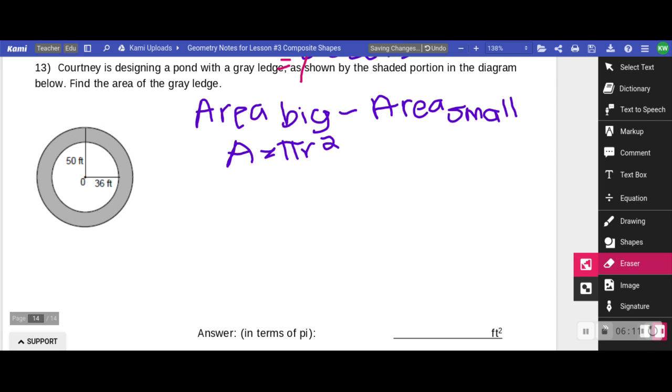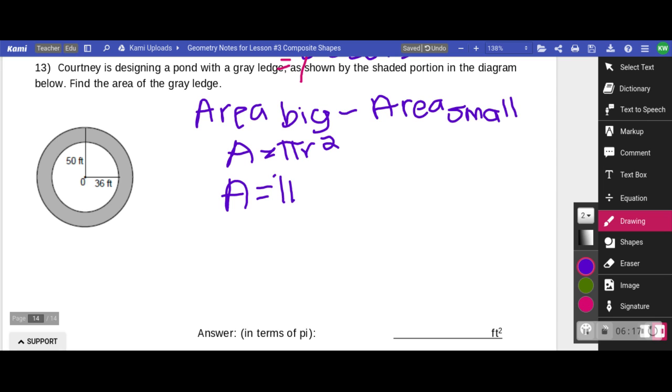So if I'm talking about the big circle, it looks like the big circle has a radius of 50. So I'm going to do area equals pi times 50 squared. And in my calculator, I'm going to do 50 squared. It's not 50 times 2. Remember, it's 50 squared. So it's going to be 2,500 pi.